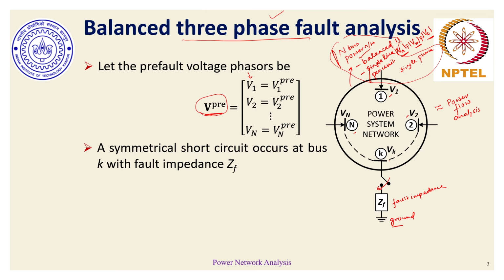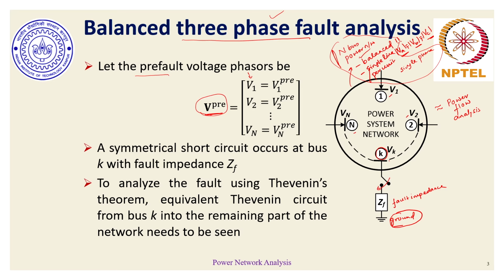So basically our points of interest are bus K itself and the ground, where a new event is going to happen compared to the pre-fault condition where everything was perfectly fine. To analyze the impact of this fault, we will have to find the corresponding Thevenin equivalent circuit between bus K and the ground, because it is between these two nodes or points that this three-phase fault is going to occur.